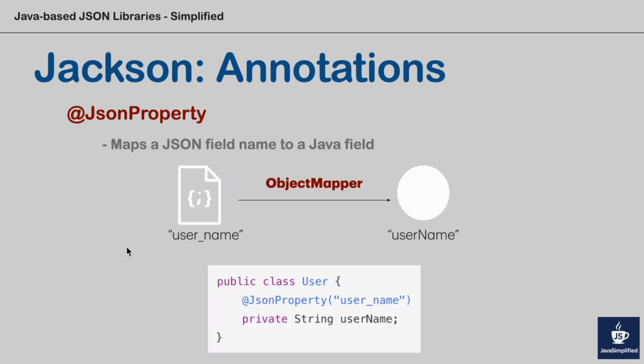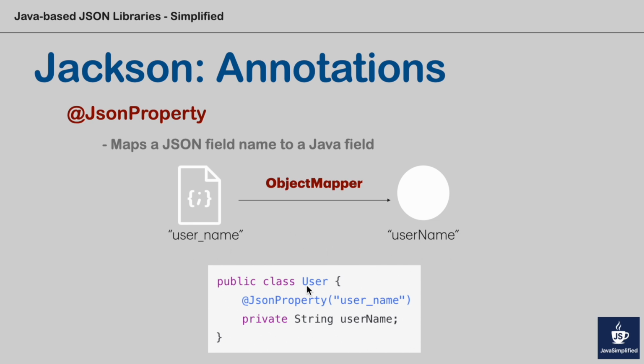So our first annotation is @JsonProperty. @JsonProperty is used to map a JSON field to a Java field. You can see here from the JSON side it is user_name, and at the other end, from the Java side, it is username. Our object mapper doesn't know how to bind user_name to username.